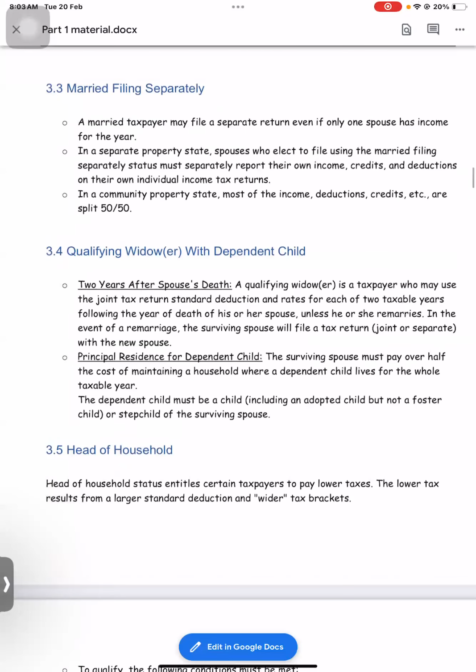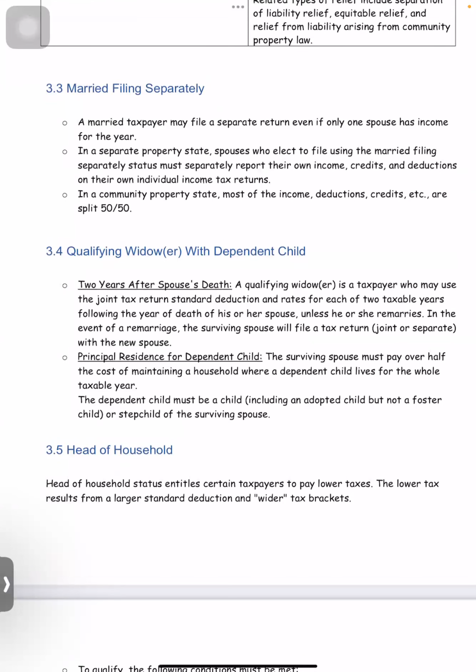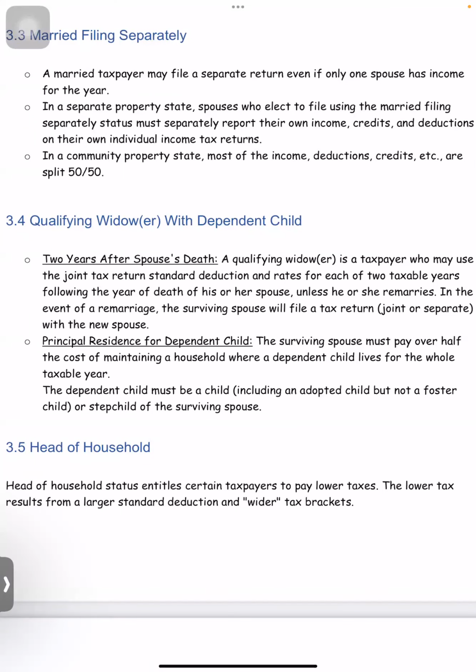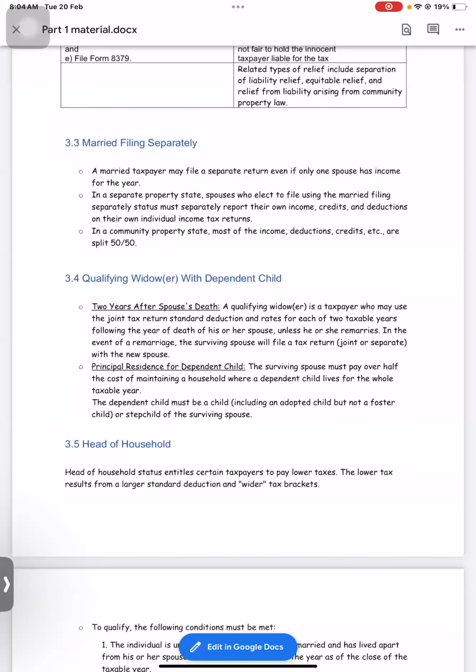Coming to the qualifying surviving spouse, here the word actually is qualifying surviving spouse. This thing we have done yesterday, and we have solved a small example. From the year of death, for the next 2 years, you can go for qualifying surviving spouse. For this status, the taxpayer, the widow, should have one child who should be living with the spouse for the whole year. Mark my words, whole year.